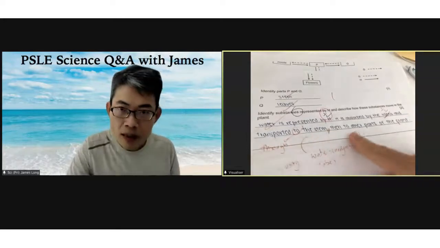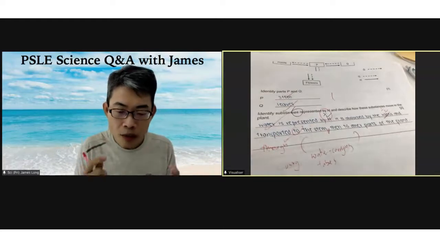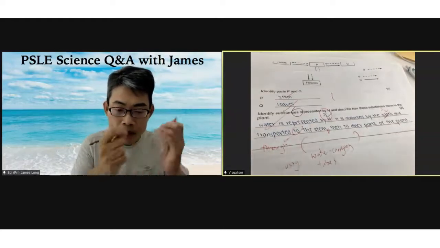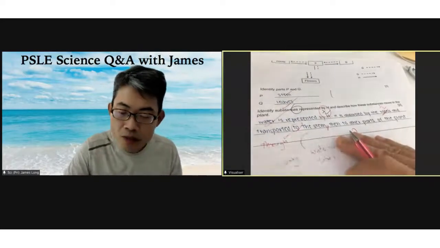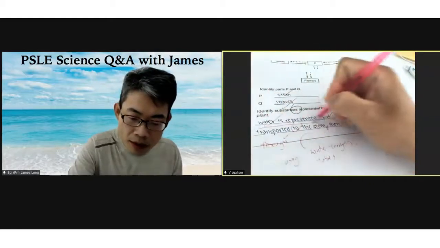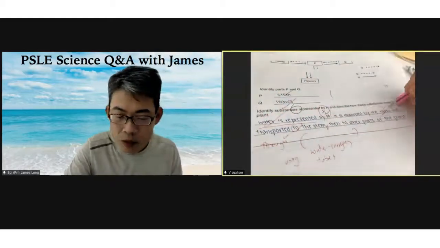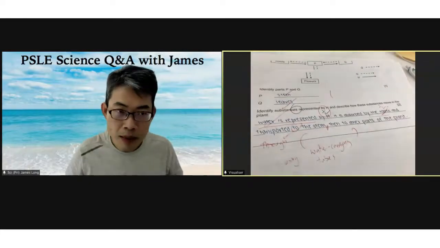Transported to the stem. But how is it transported? There's only one part. What kind of cells would transport it? The water carrying tubes are special cells, right? So you've got to mention the water carrying tubes because it wasn't mentioned. She shall still get 1 mark for her efforts. Alright, she talked about the substance, water, and absorbed by the roots. But unfortunately, for the rest of it, she cannot get her 1 mark.